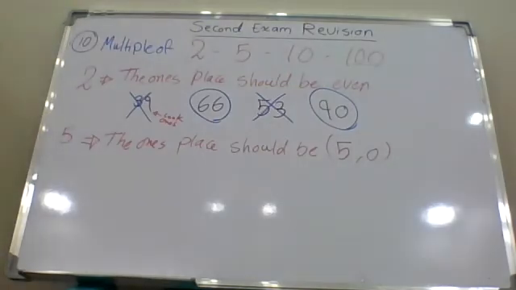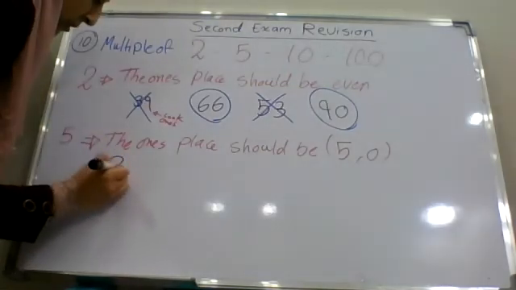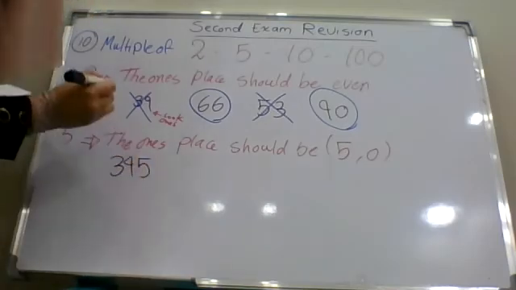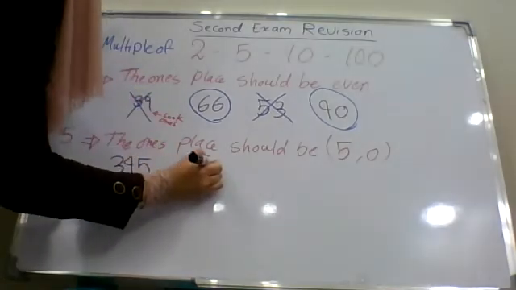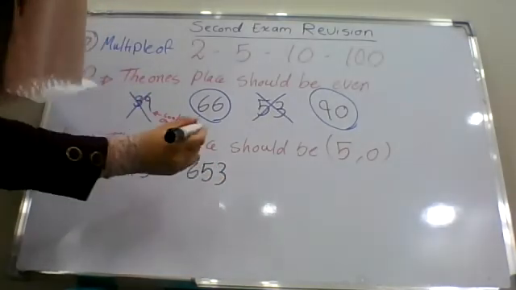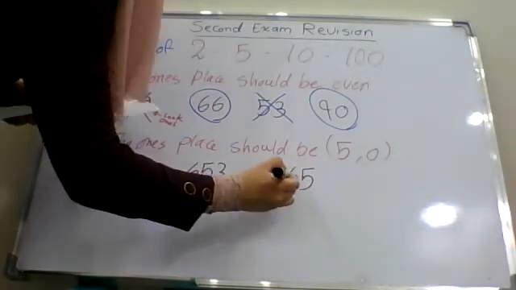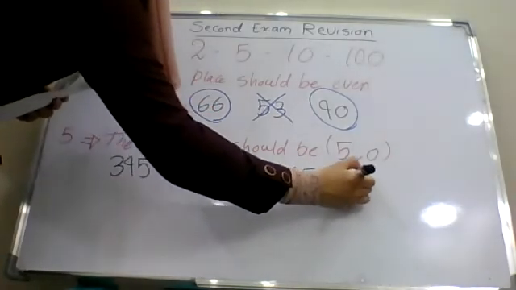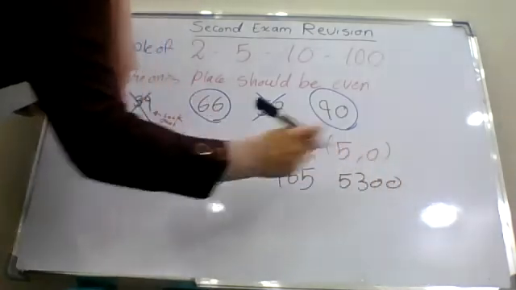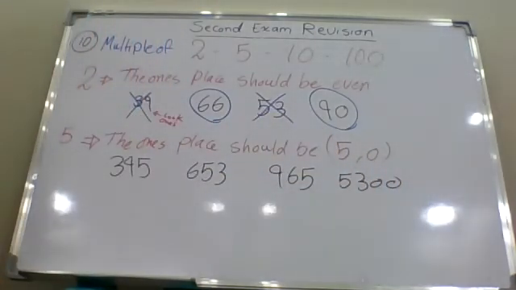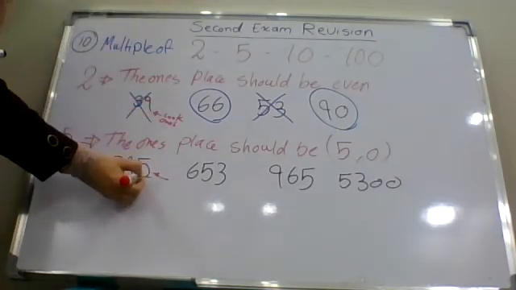Let's take some examples. I have 395, 653, 965, and the last one, 5,300. I want to know which one of them is a multiple of 5. Again, look at the ones place. You have to look at the ones place.